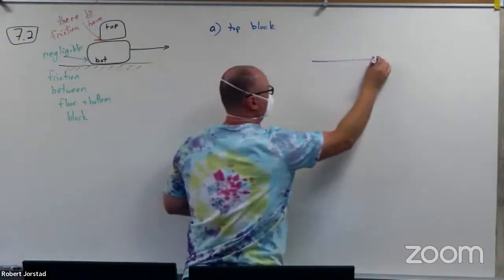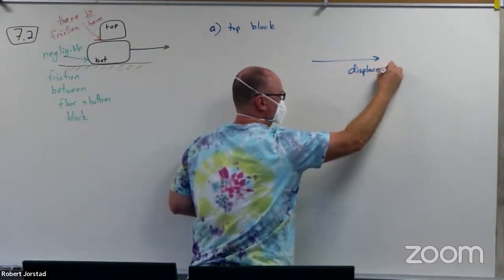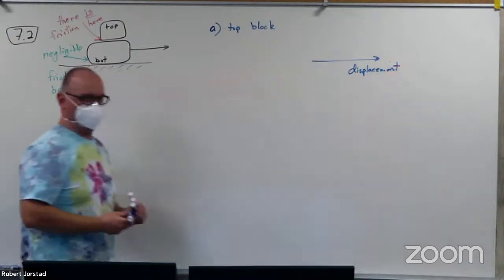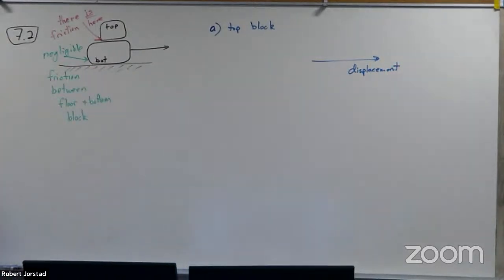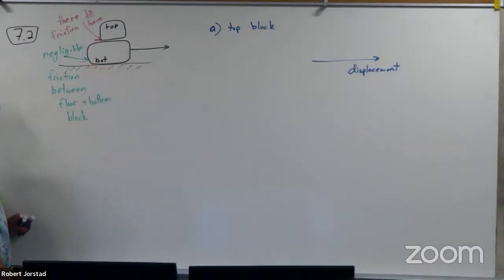So I know it's going to move this way. There's displacement. What direction is the frictional force on the top block? Is it to the right or is it to the left? If there was no friction, what would happen?